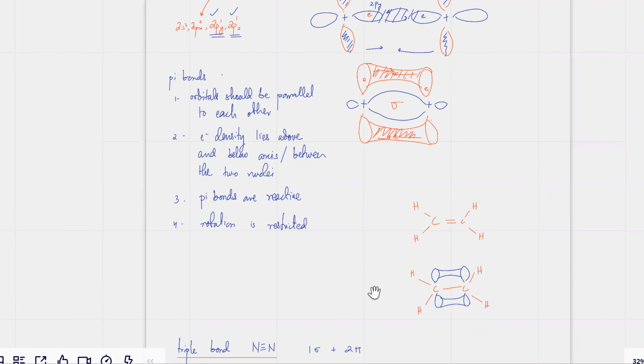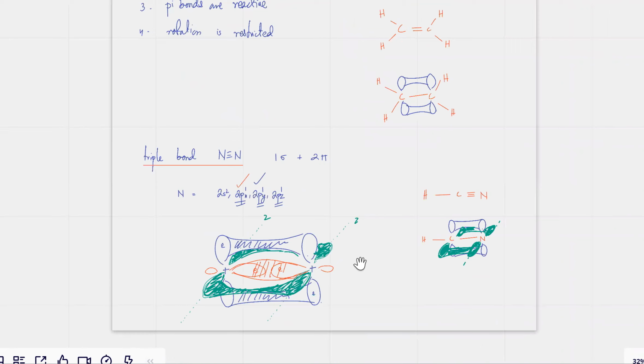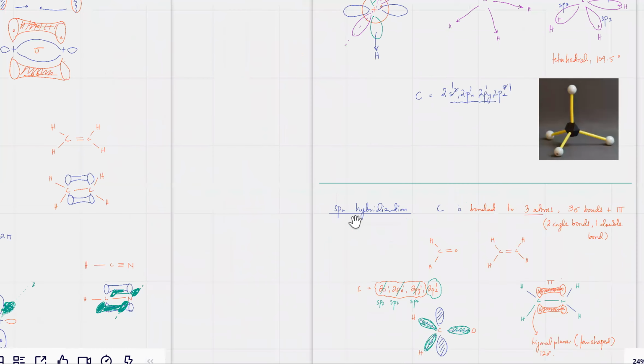Similarly, you had triple bonds. In triple bonds, you had a sigma bond that was formed initially. Then you had orbitals that were parallel to each other. They would form a pi bond. There would be another orbital parallel to each other on a different axis, the z-axis, and they would also start overlapping in front and behind. So that was basically what a triple bond was.